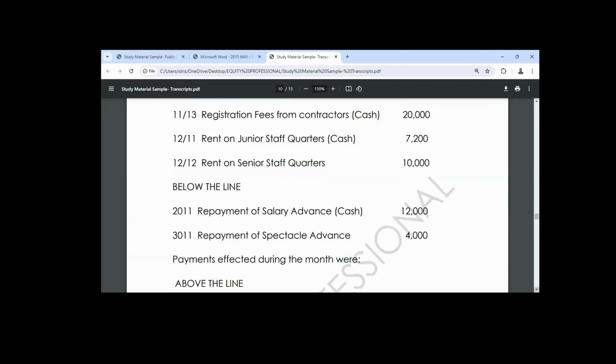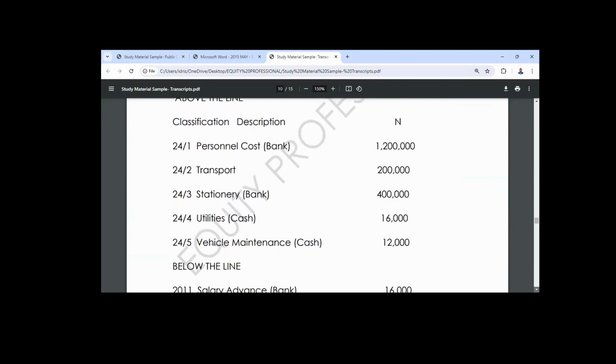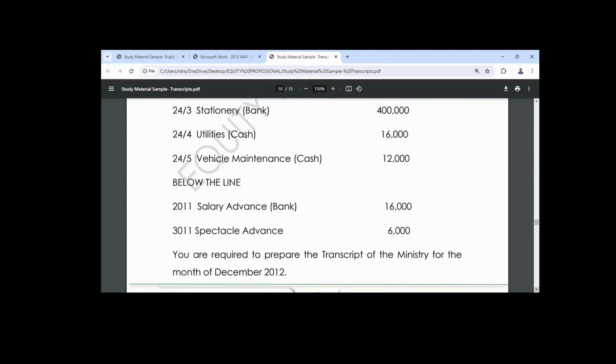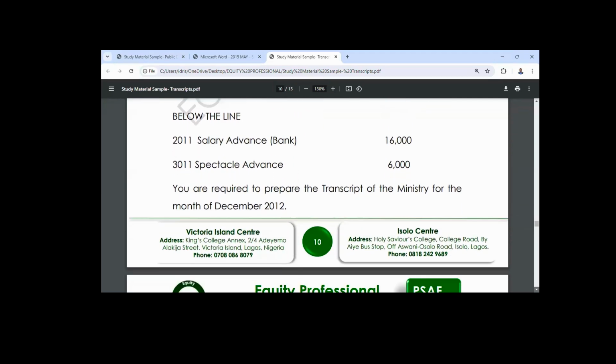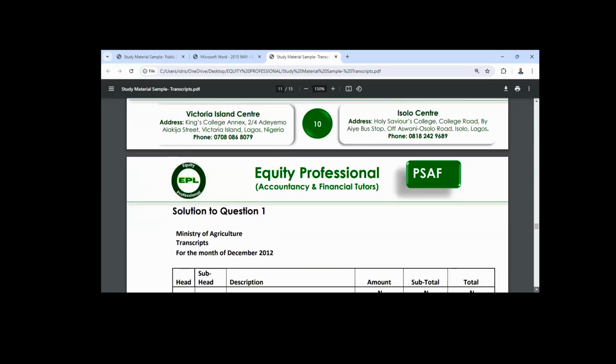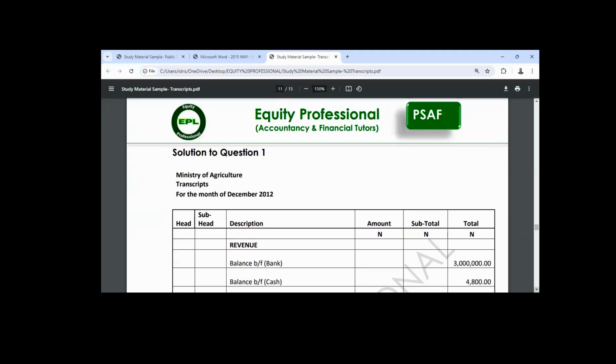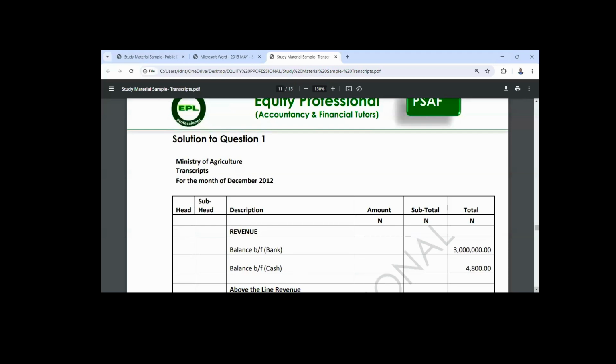While payments for the month are given, above the line payments: personnel costs, transport, stationery, utilities, vehicle maintenance. Below the line payments: salary advance, spectacle advance. You are required to prepare the transcript of the ministry for the month of December 2012.